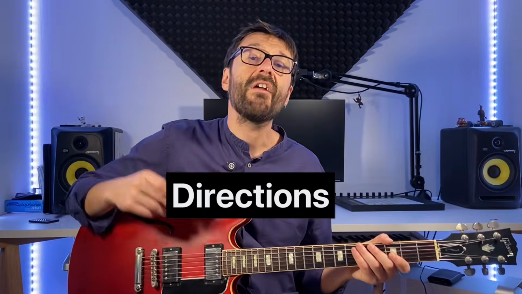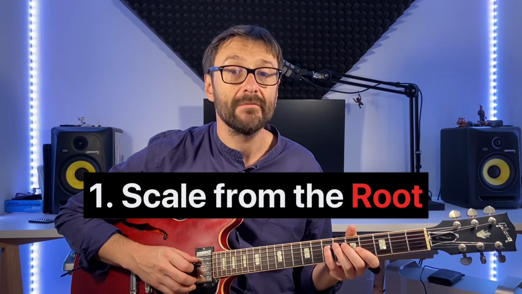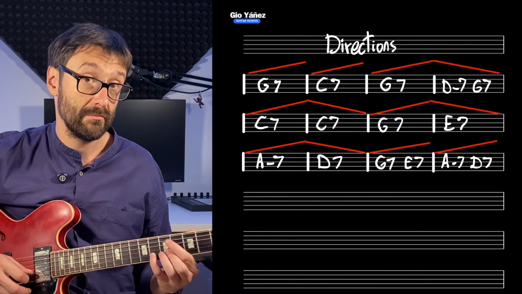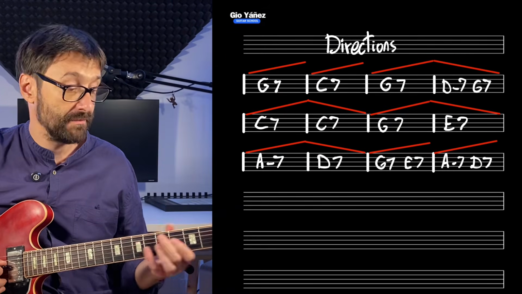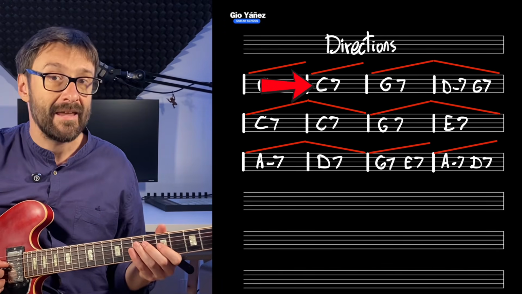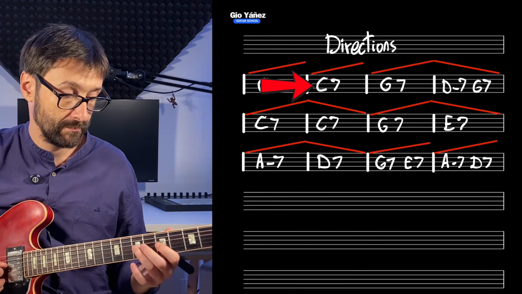Now let's check directions. For the first chord, we are going to play an ascending line, from root to root. Then, when we move to the subdominant chord, the 4th, we will be playing the same ascending line from root to root.